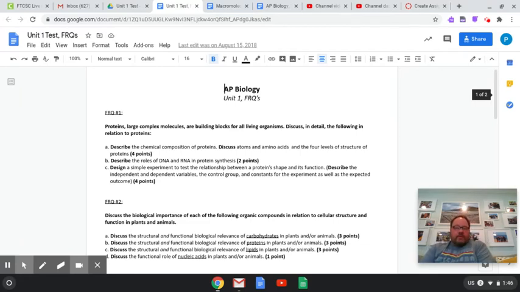And then for the third part, part C, design a simple experiment to test the relationship between a protein's shape and its function. Describe your variables, independent, dependent variable, your control group, and the constants for the experiments, as well as what you would expect to have happen. How would you indicate what's occurring?